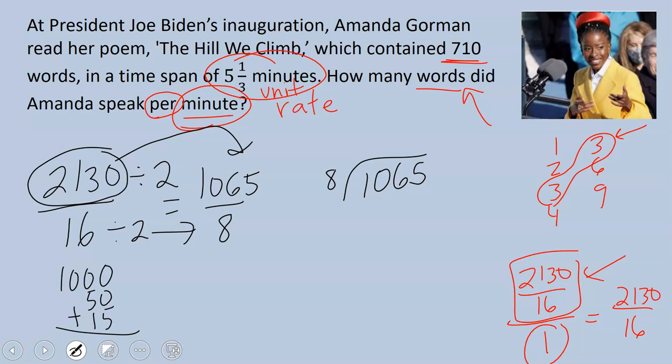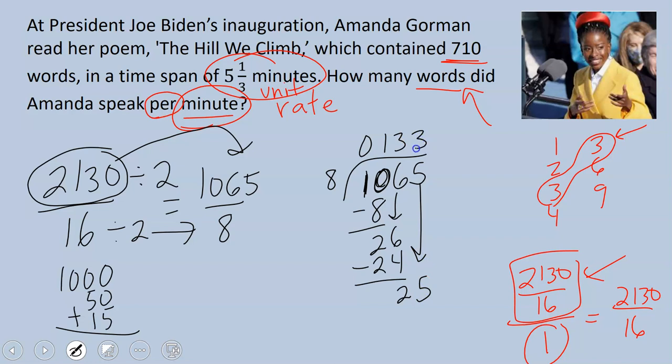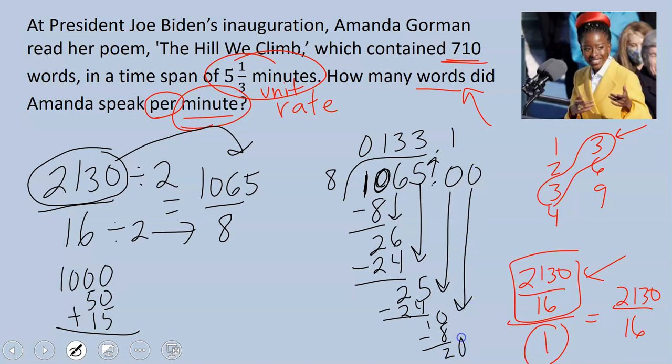8 goes into 1 0 times. 8 goes into 10 just one time. 8 goes into 26 3 times. 8 goes into 25 3 times. And then at this point, I need to add a decimal and add a 0. And I put that decimal at the top. And I bring the 0 down. 8 goes into 10 one time. And I'm seeing that I'm running out of room. I'll go ahead and bring a 0 down, see how much further I have to go. 8 goes into 20 2 times.